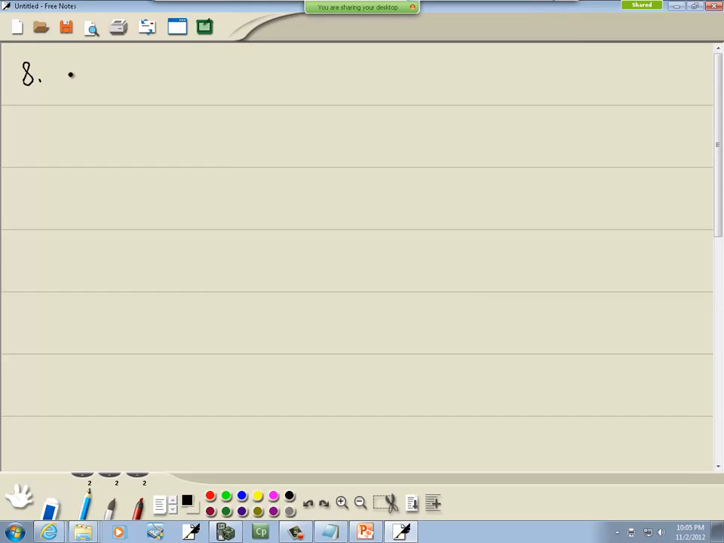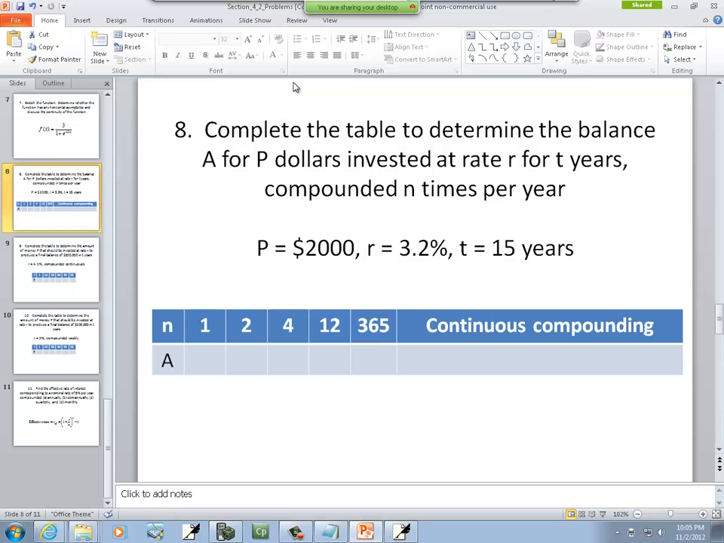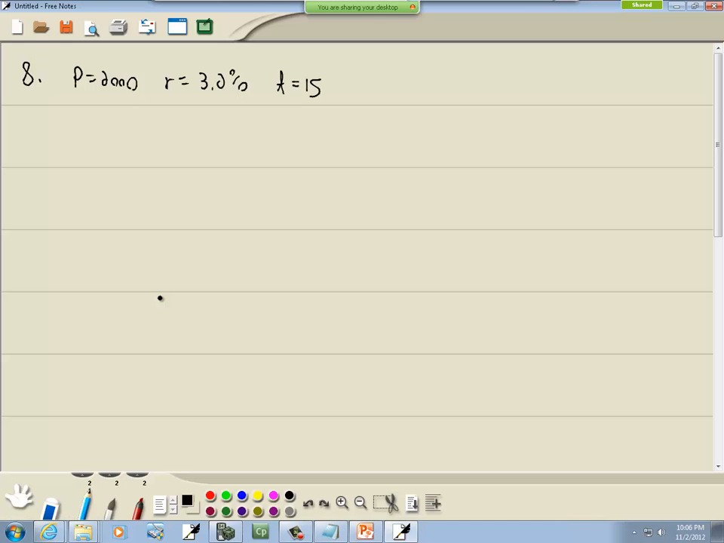So for number 8, they tell us P is 2,000, R is 3.2%, and T is 15. And we're wanting to find A. It says complete the table to determine the balance A for P dollars. Now here, these first ones use the first formula, because they didn't say continuous. So let me do N equal to 1 first. We're going to have A is equal to P times 1 plus R over N, to the NT.